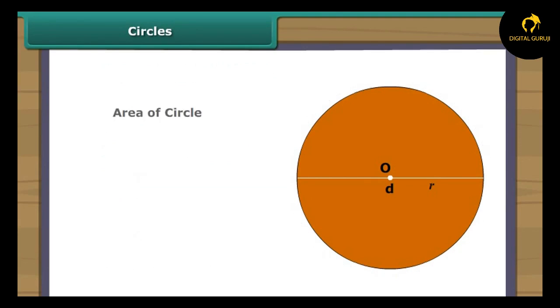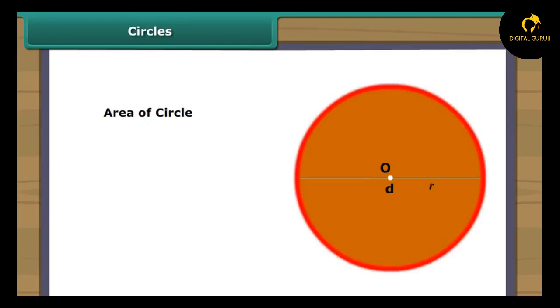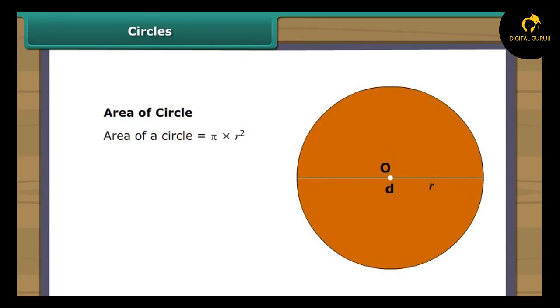Students, can we also find the area of a circle? Yes, if we know the measure of the radius of the circle. The area of a circle is equal to pi times the square of the radius, or we can also express the area of a circle in terms of diameter. We know that the radius of a circle is half of the diameter. So, the area of a circle in this case is equal to the constant pi times the square of half of the diameter.